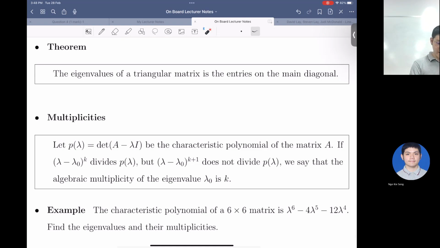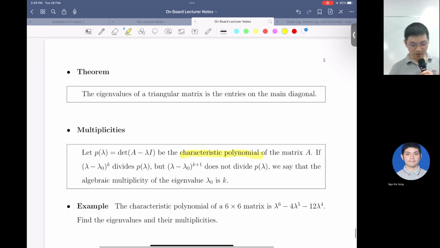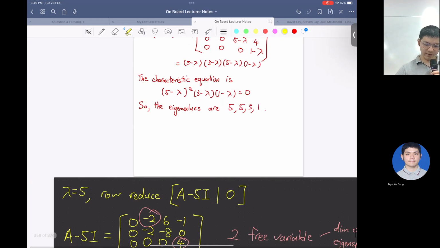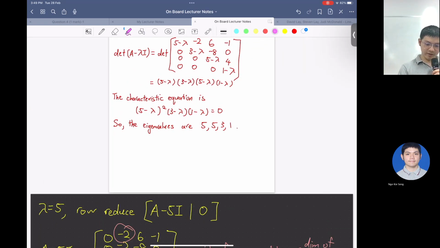So let's say we have a characteristic polynomial. The characteristic equation is when this thing equals 0. When we just look at the determinant of A minus lambda I, we call it the characteristic polynomial. This is a new word, so I need to highlight it. Of the matrix, if lambda minus lambda 0 to the power k divides p of lambda, but more than that doesn't divide it, we say that it has algebraic multiplicity k for the eigenvalue lambda 0.